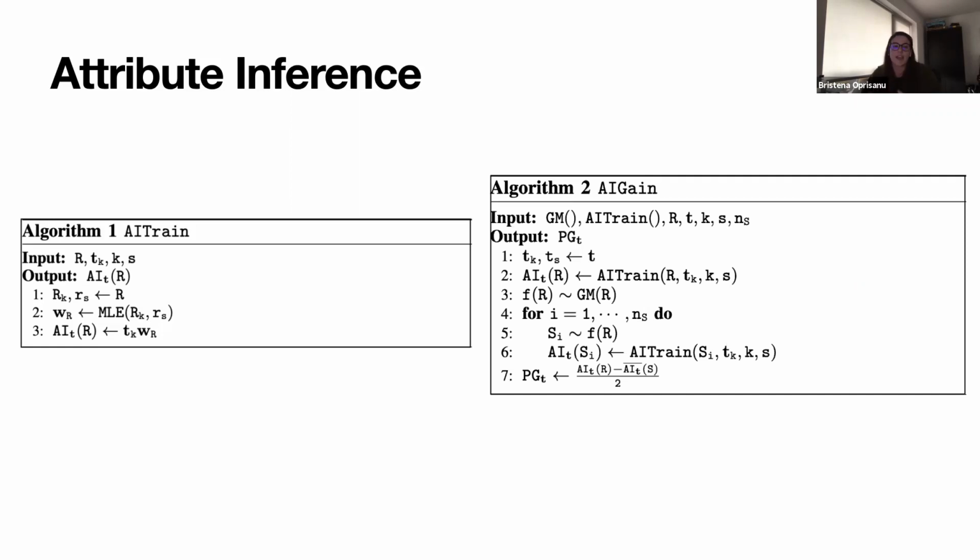Then the second algorithm we define is the AI gain, which basically takes as input a model training procedure, the adversary's training algorithm, which is algorithm 1, the data set R and the target record T with attribute indices for the known and the secret attributes, and the number of synthetic data sets, which we call NS. The first thing that we do is split the target record into the partial record known to the adversary and the target secret, that's line 1 of the algorithm. We then run the adversary's training procedure on the raw data set and fit the generative model to the data set. We then sample NS synthetic data sets from the generative model and train a privacy adversary on each of them. And finally, we calculate the expected privacy gain as the difference between the adversary's chance of success given R and the average probability of success given S, which is shown in line 7.